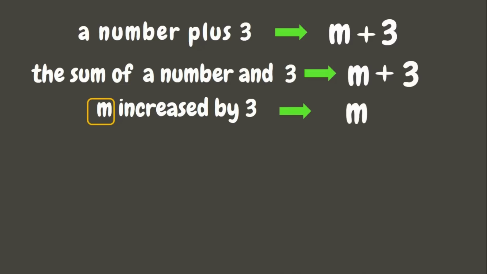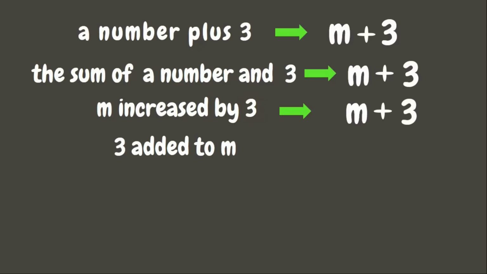Next we have the keyword increase by. Increase by represents addition. So that would be a plus sign. And lastly, the number 3. Next one, we have 3 added to M. So again, we already have a variable which is M. And we need to add 3 to it. So that is M plus 3.